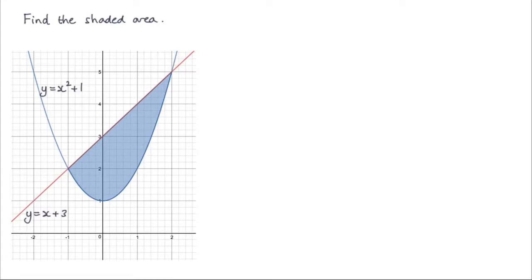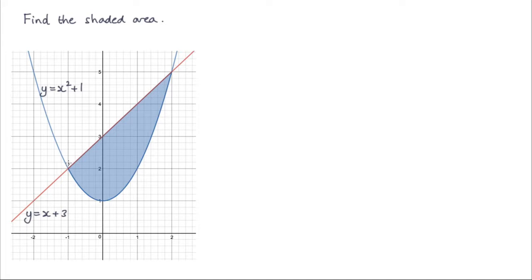In this question, we're asked to find the area of this shaded region here. In order to do that, we would need to integrate this function here, this straight line, y equals x plus 3. That will give us this whole area, this trapezoid here. And then we need to subtract the area under this curve. So we need to integrate this function as well, and we integrate between the limits.